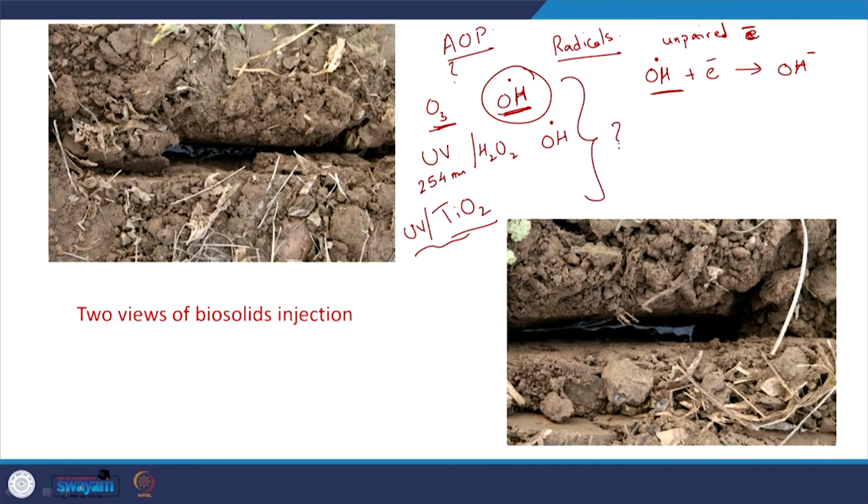Why is this important or why is this relevant? Because these chemical processes, first as you can see, at least with respect to ozonation and UV H2O2, what are the byproducts going to be? The byproducts will be H2O, CO2 and oxygen, right. If it is ozone, byproduct is oxygen. So, that is pretty useful and such.